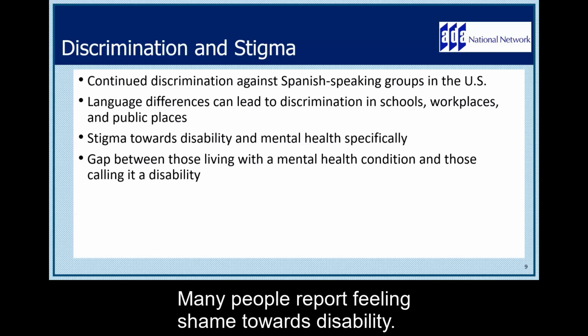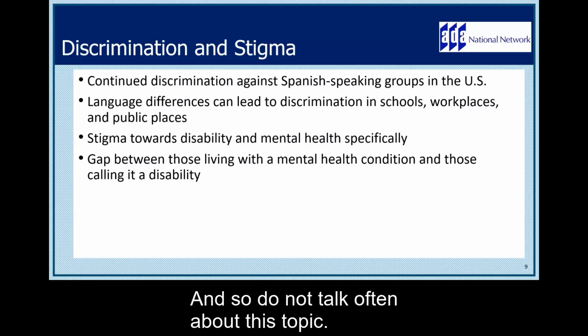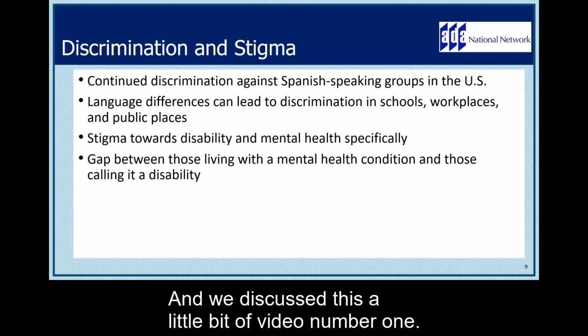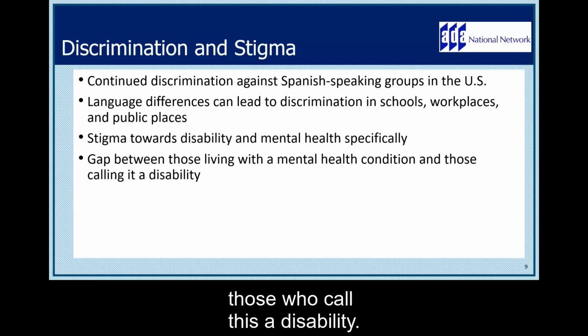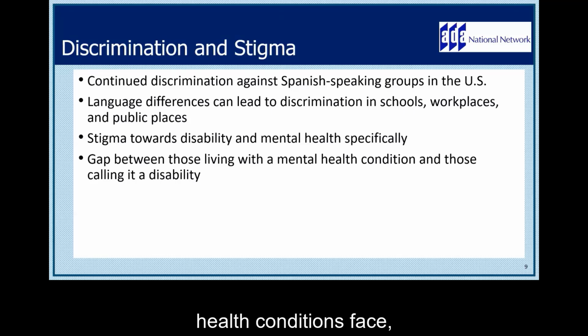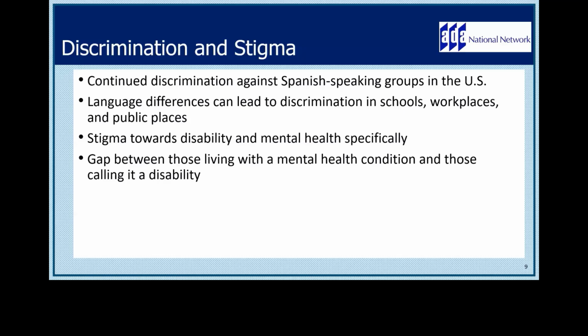Many people report feeling shame towards disability and so do not talk often about this topic. Many people do not associate mental health with the disability, and we discussed this a little bit in video number 1. So there is a gap in the amount of people living with a mental health condition and those who call this a disability. So there is a misconnection there. And this can be due to the stigma and the discrimination individuals with mental health conditions face. And this just limits their rights to self-determination and access to services. And let's look at the last barrier.